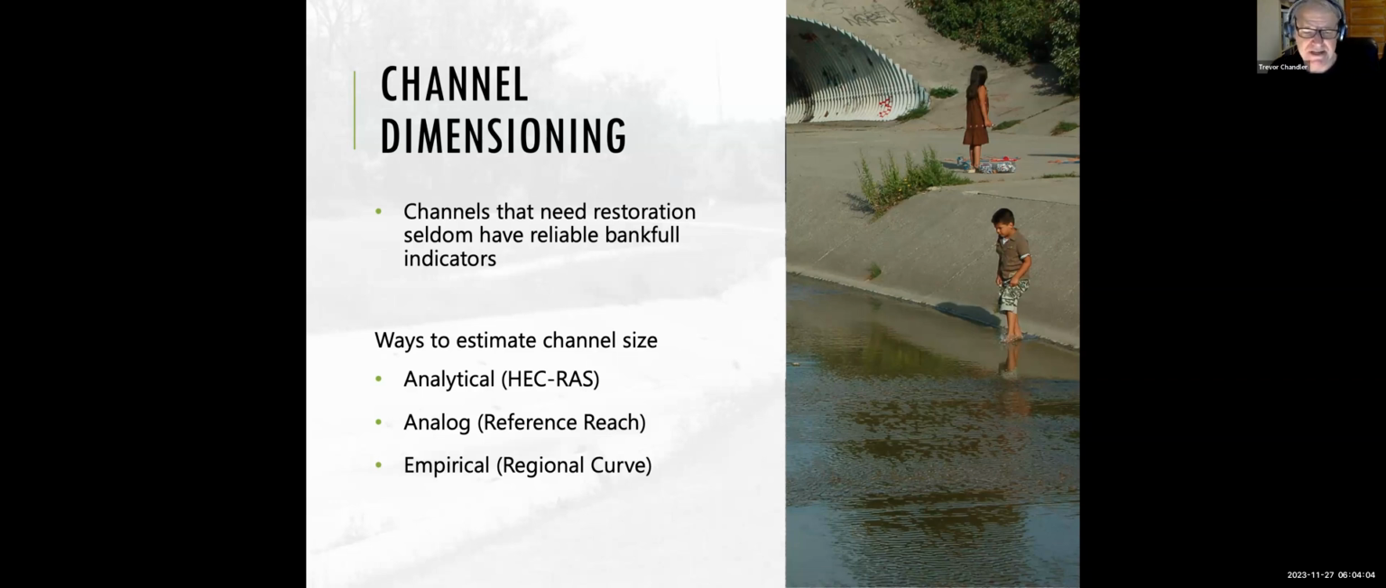And there are different ways of estimating channel size. You can do it analytically using models, or you can use an analog approach where you go out and measure, say, a reference reach, which is in good shape, and relate it back to where your project reach is. Or there's an empirical method, which is what we're going to look into today, looking at regional curves.